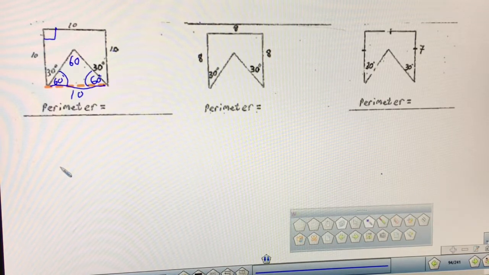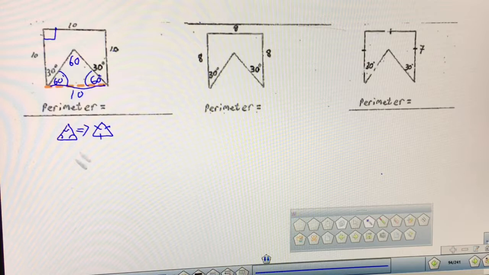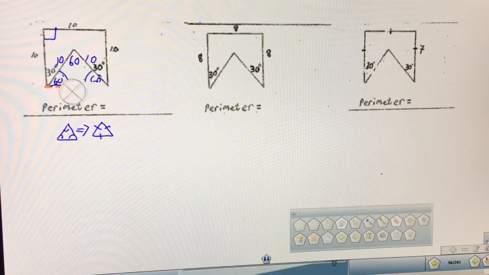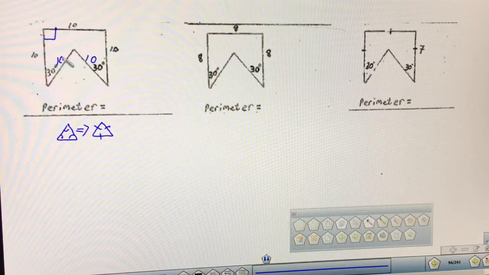If it's equiangular, it's equilateral. So equiangular also means it's equilateral. This side would be 10, and this side would be 10. So they want the perimeter of all those sides. So if I add up all those 10s, I believe it would be 50.